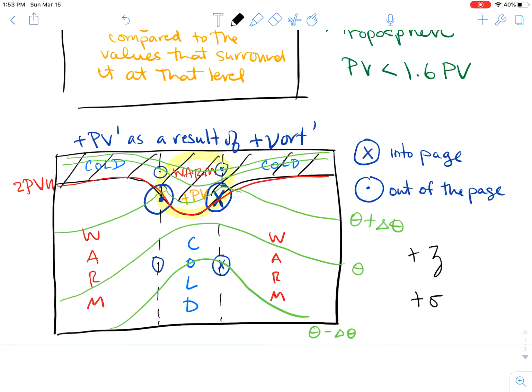In a future video, we're going to talk about how then these anomalies can influence a depth of the atmosphere and are related to the life cycle of mid-latitude cyclones.